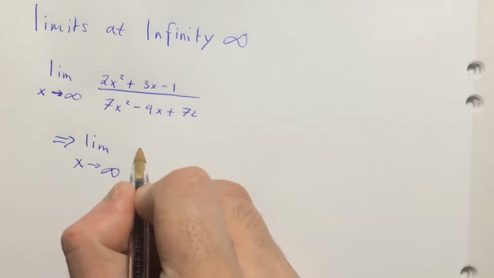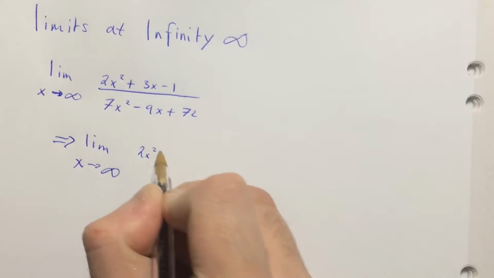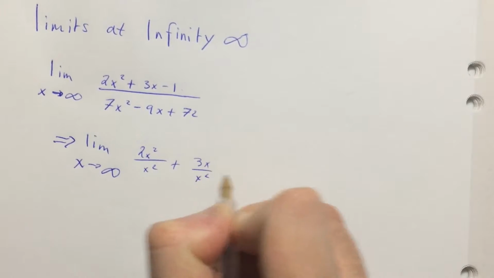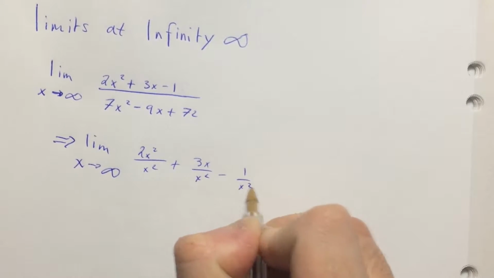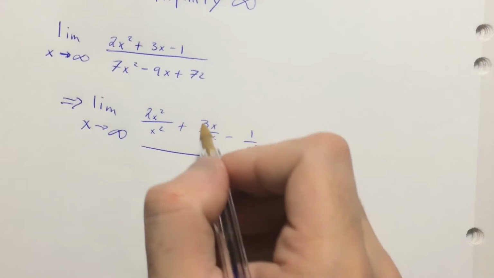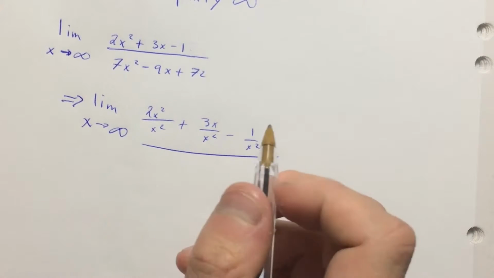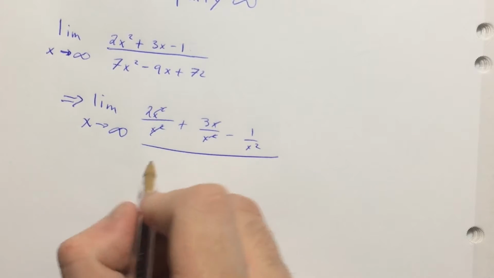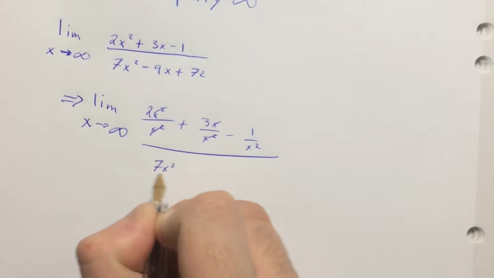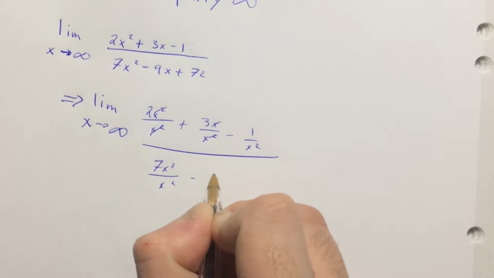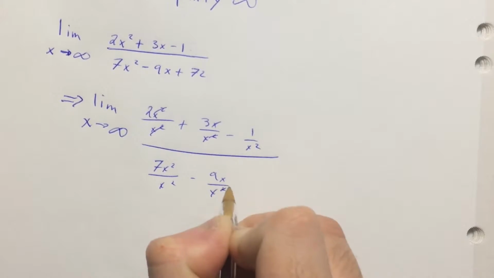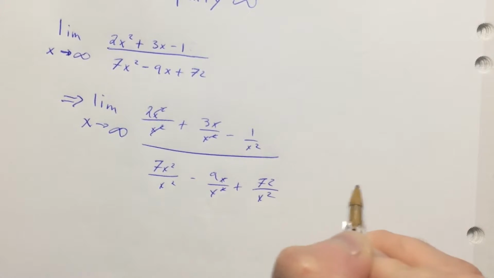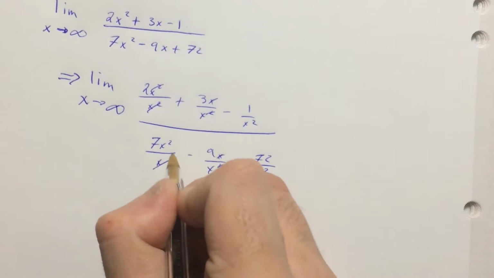I'll illustrate it here. So it's 2x squared over x squared plus 3x over x squared minus 1 over x squared, over... This is the way I usually do it. It helps me understand it because look at this. Cancel. Cancel. And then this is 7x squared over x squared minus 9x over x squared plus 72 over x squared. Alright, cool. And these guys cancel too.